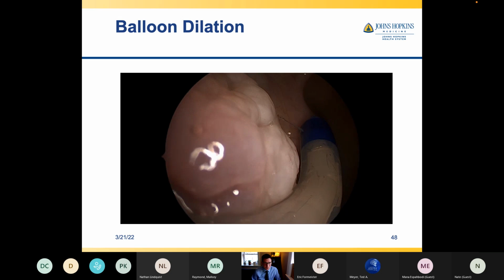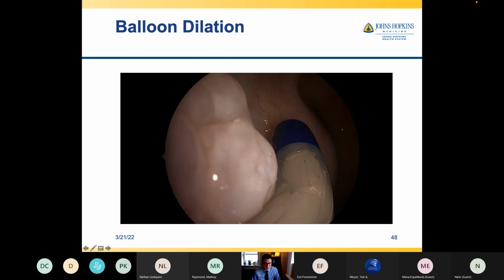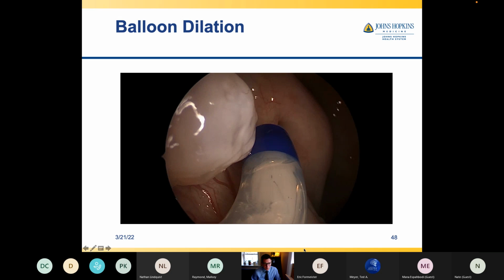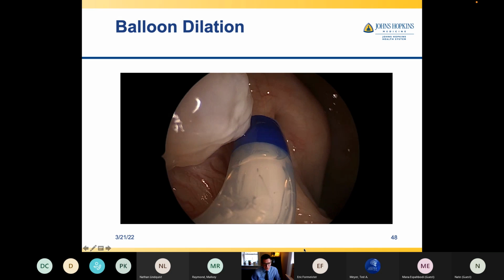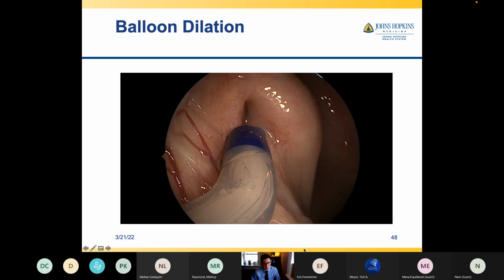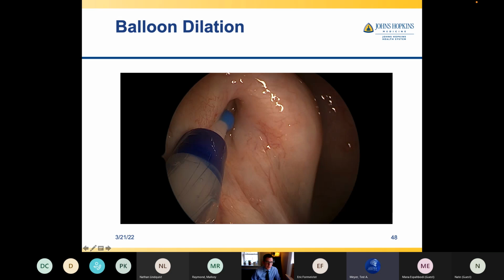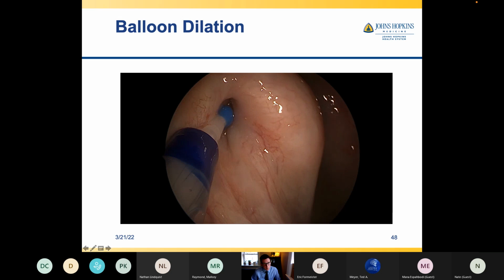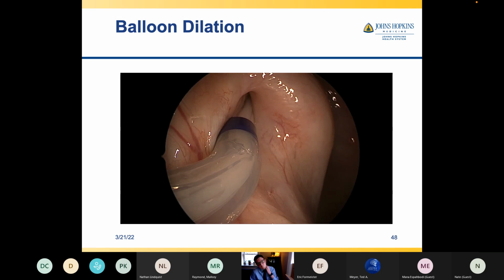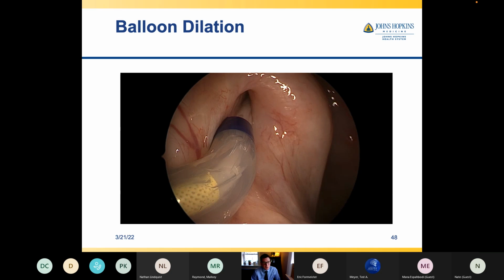So this is a 45-degree scope. This is the guide catheter being inserted below it, along the floor of the nose. You basically just rotate it out towards the lumen of the eustachian tube. It's helpful to see the lumen here, and then you insert the balloon off of the guide catheter. It should go in nice and smooth.